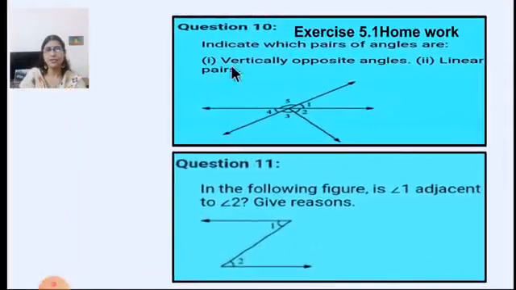Now children, these two questions are your homework for today. Question number 10 and question number 11. Here you have to find out vertically opposite angles from here and linear pairs also from this figure. And in question number 11 you have to find out whether angle 1 is adjacent to angle 2 or not. If they are not, then also you have to give reason. If they are adjacent, then also you have to give reason.